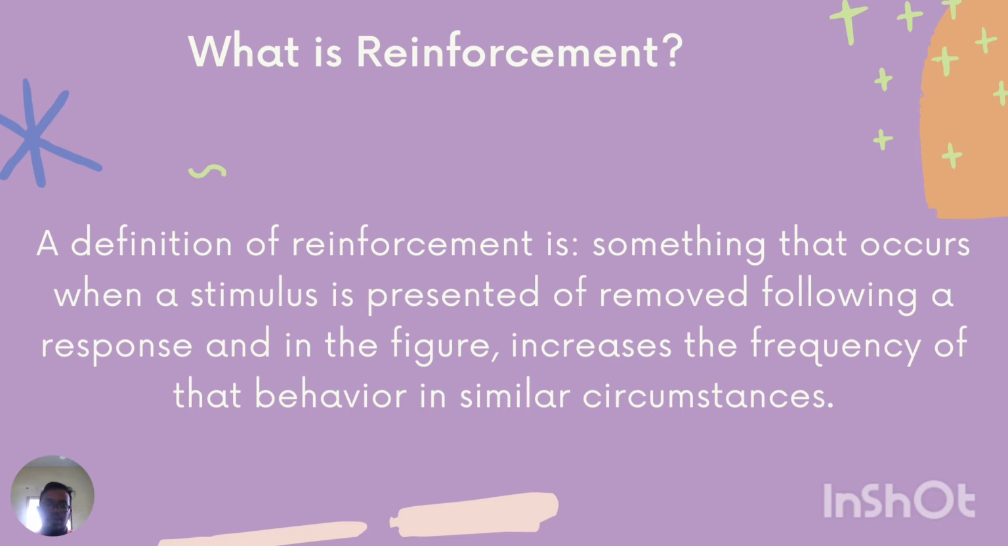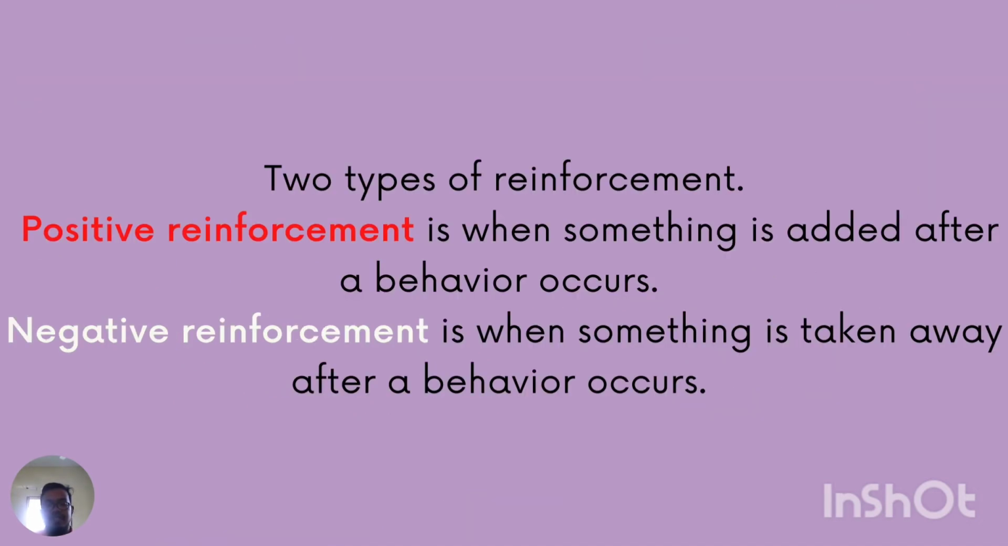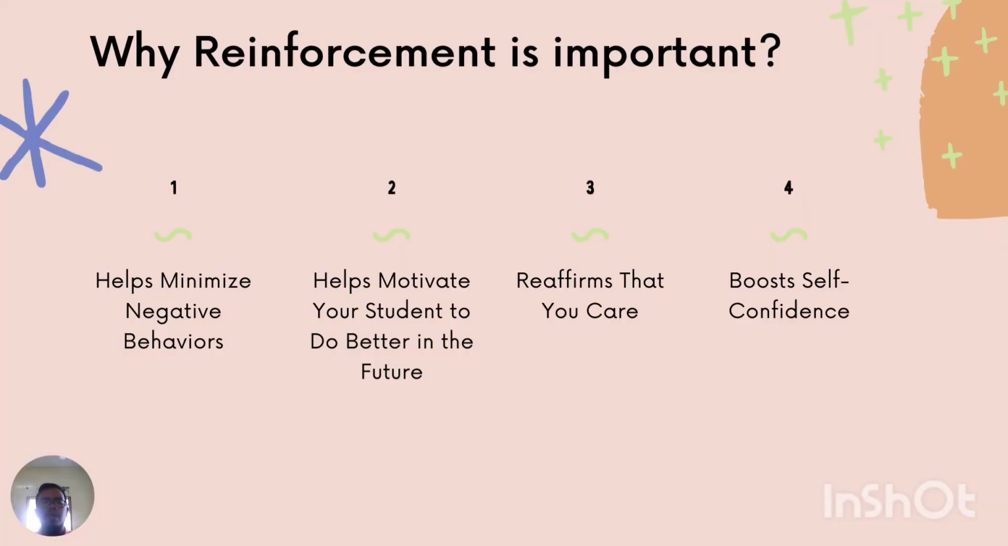It is something that occurs when a stimulus is presented or removed following a response, and increases the frequency of that behavior in similar circumstances. There are two types of reinforcement: positive reinforcement where something is added, and negative reinforcement where something is taken away. Why is reinforcement important? Because it helps minimize negative behaviors. It helps to motivate students to do better in the future and to reaffirm that teachers care. And the last one is to boost self-confidence in our students.